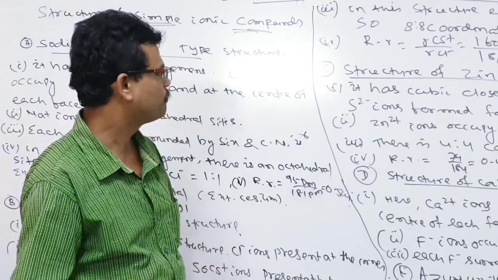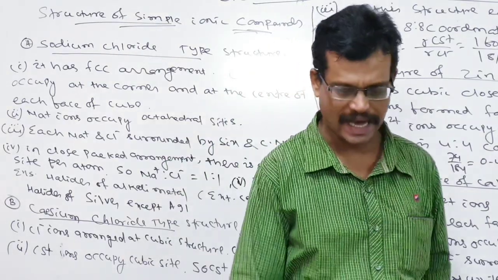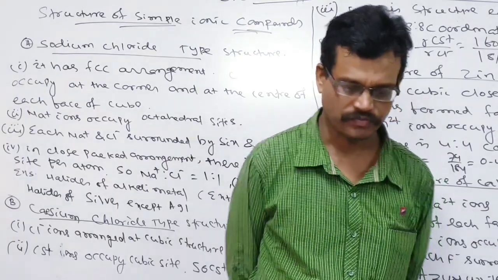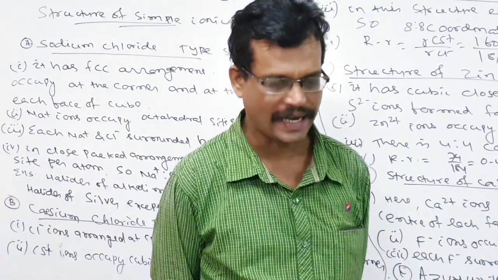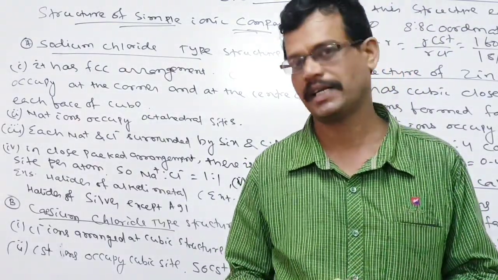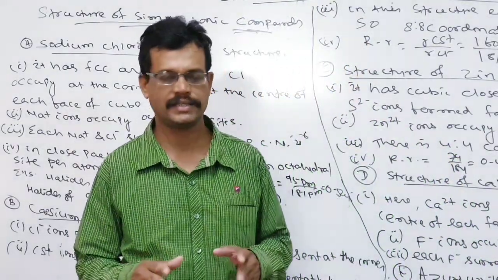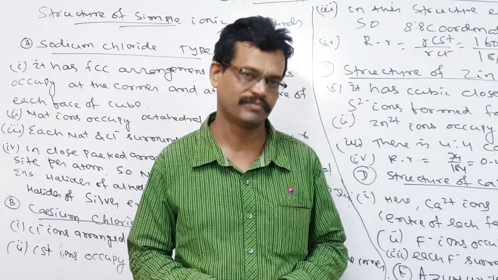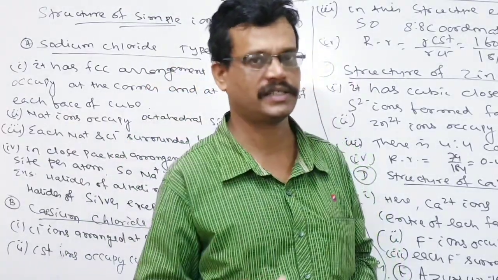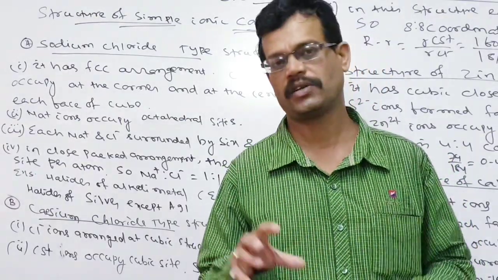So let us look here. First of all, whenever an ionic compound is formed, there are cations and anions. The cations have smaller size and the anions have larger size. While occupying different positions in a crystal lattice, because the cation is smaller, it occupies interstitial sites or spaces, whereas the anion occupies the main sites, face centers or elsewhere.